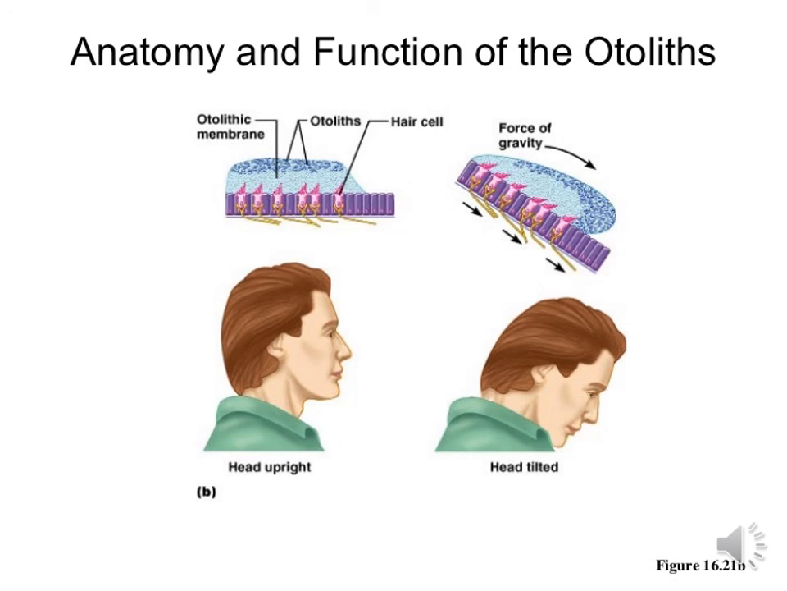Through this figure, we can see the anatomy and function of otoliths. Otoliths are the calcium deposits on the hair cells within the endolymph that contribute to the balance of the body. When you tilt the head from the upright position in any direction, the otoliths change position within the endolymph, so we can know the position of your body.